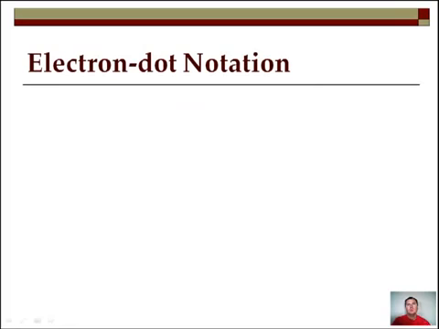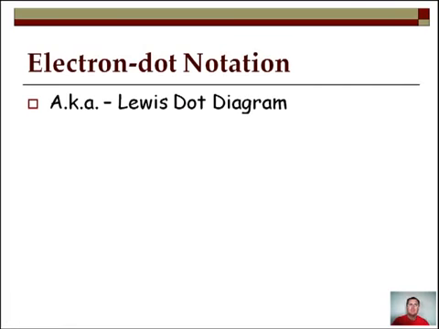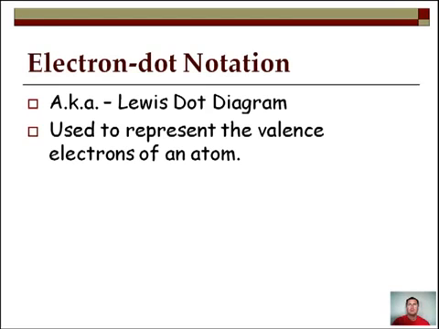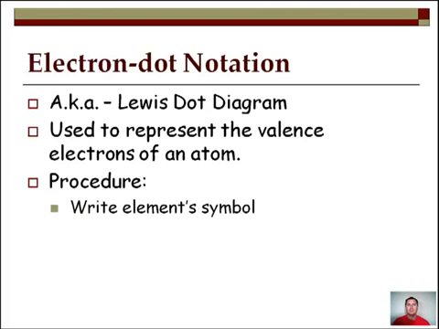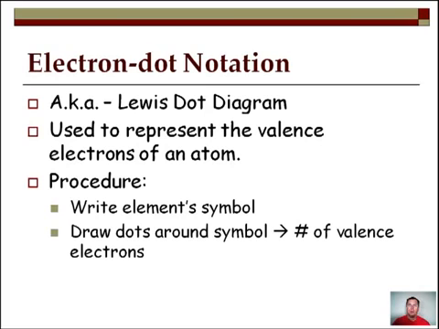Okay, to illustrate these valence electrons, we use something called electron dot notation, also known as Lewis dot diagrams. It's basically just a pictorial representation of the valence electrons, and they're really easy to draw. First thing you're going to do is write the element symbol. We just copy that off the periodic table, and then we put a dot around the symbol for each of the valence electrons. Remember, the number of valence electrons is equal to whatever column number it's in.